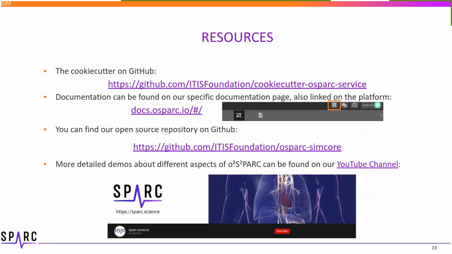Some resources, in general and specific to this webinar. This again is the GitHub repository for the cookiecutter. It is on the IT'IS Foundation GitHub account. In general, we have documentation about the platform, which is online at this page. Also on the platform, there's this book icon that brings you to the documentation. This is the source repository of the full platform, so this is where you would go if you want to do this very advanced thing of building a local deployment of the S4L platform.